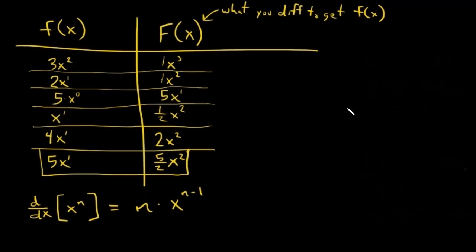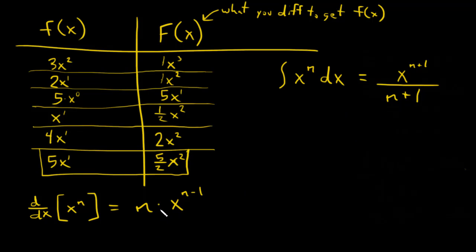It's just scratch work. The antiderivative rule is going to be, so the integral of x to the n dx is going to be x to the n plus 1 divided by that exponent.